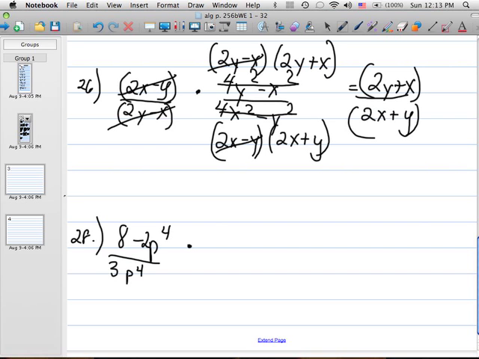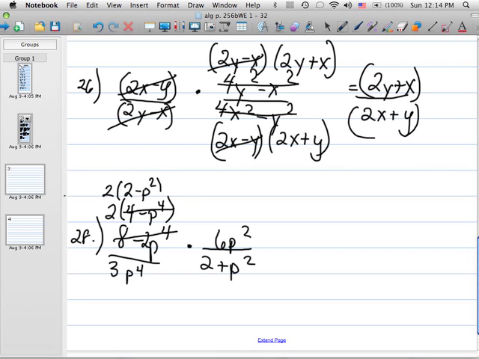Number 28, we have 8 minus 2p to the fourth over 3p to the fourth. Change division to multiplication, write the reciprocal, so it'd be 6p squared over 2 plus p squared. The only thing that can be factored is the 8 minus 2p to the fourth. We can take out a 2, and we have 4 minus p to the fourth. And that 4 minus p to the fourth is the difference of two perfect squares, so we can break that down to 2 minus p squared and 2 plus p squared.